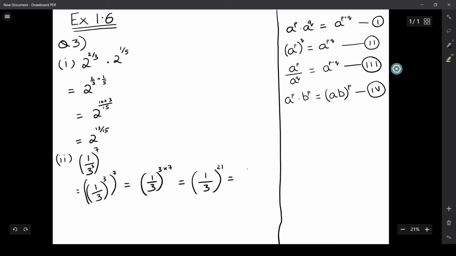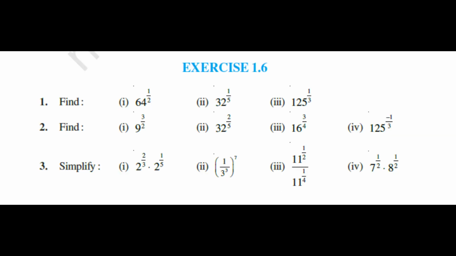I could also simplify it further and write this as 1 by 3 to the power 21 just in the denominator. Both of these would be a correct representation. However, the best way to represent this would be 3 to the power minus 21. The third part of question number 3 is 11 to the power 1 by 2 divided by 11 to the power 1 by 4.